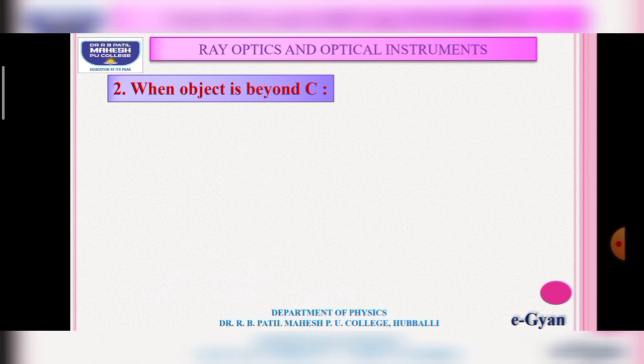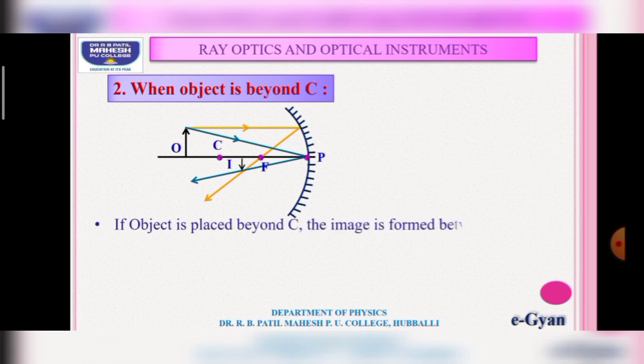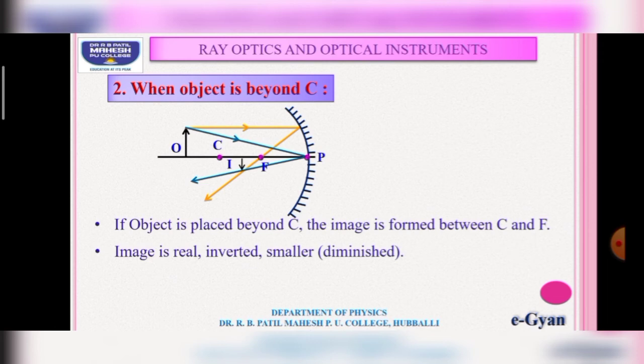Second one, when the object is beyond C, that means if the object is placed between infinity and center of curvature, then the image is formed between center of curvature and principal focus. If the object is placed beyond C, image is formed between C and F. The image is real, inverted and diminished. Magnification.